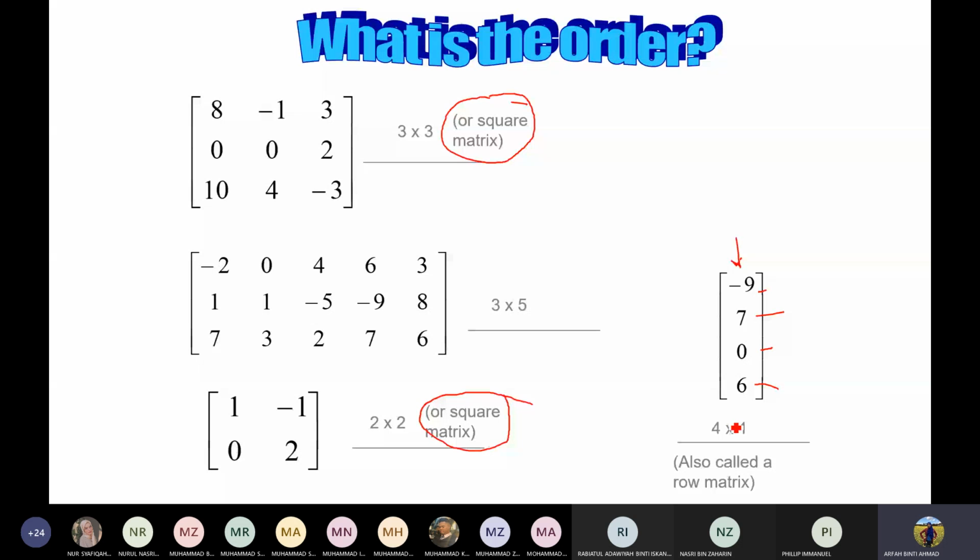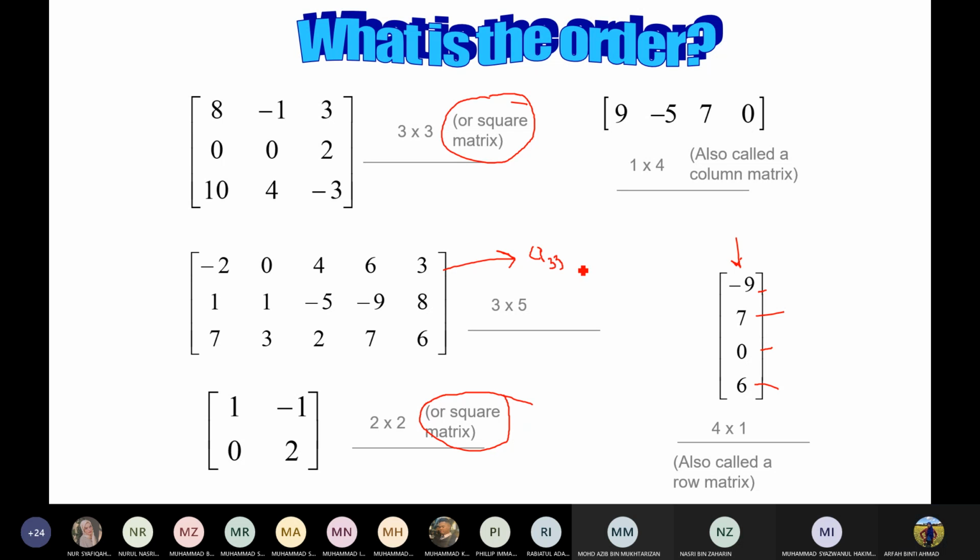And this one, what will be the order of the matrix? 9, 5, 7, 0. 1 kali 4. Okay. Sebab dia ada satu baris dan juga 4 kolom. So for this one, we also call it as a column matrix. So untuk contoh ni, apakah entry yang berada di A33?